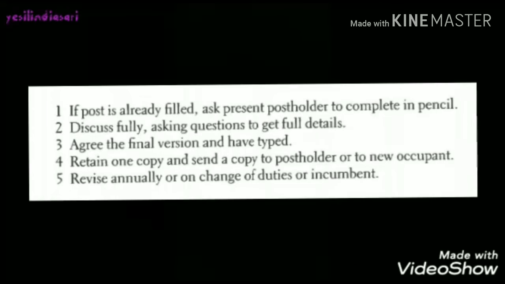A line manager completing a job description form should do the following. Number 1, if the post is already filled, ask the present post holder to complete it in pencil. Number 2, discuss fully, asking questions to get full details. Number 3, agree the final version and have it typed. Number 4, retain 1 copy and send a copy to the post holder or new incumbent. And the last, revise annually or on change of duties or incumbent.